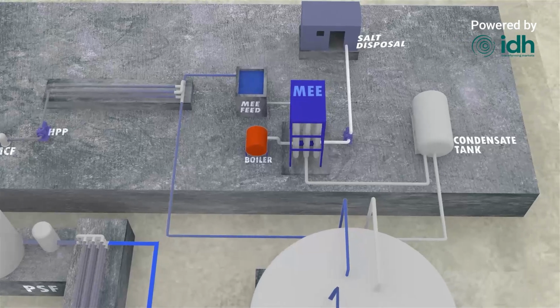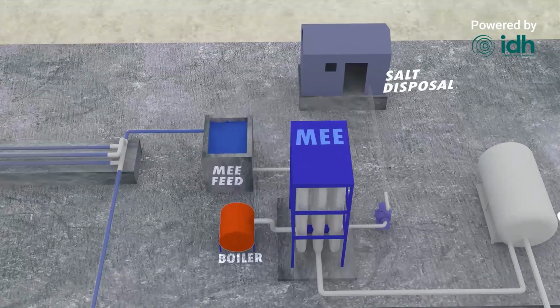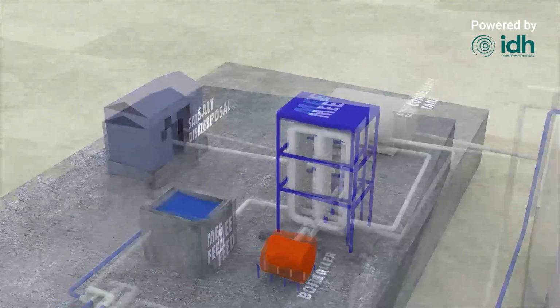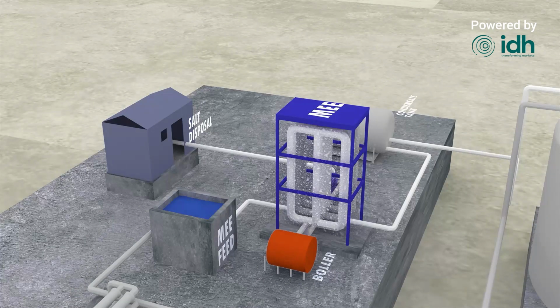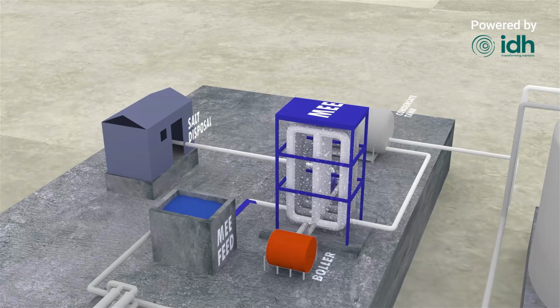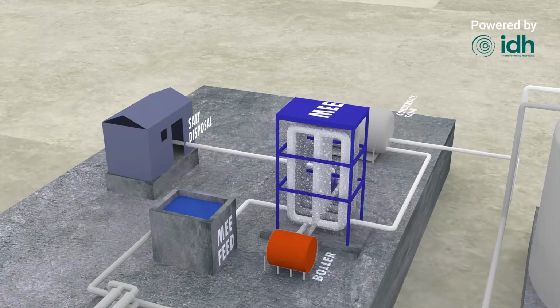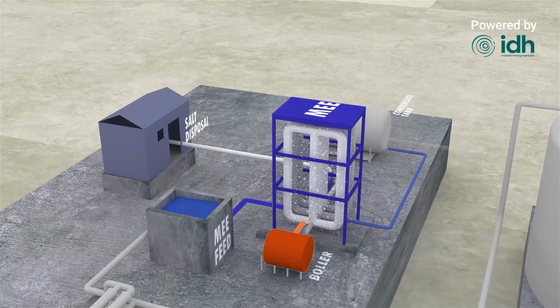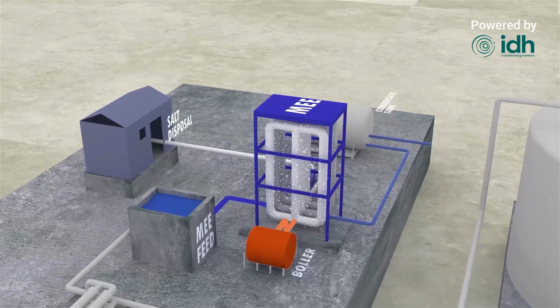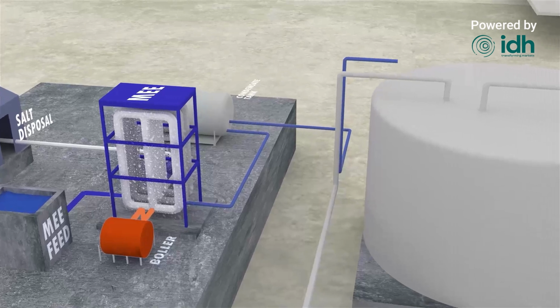The MEE is a highly efficient process that uses multiple stages of evaporation to recover water from the concentrated brine. By utilizing the heat from steam, the MEE can significantly reduce energy consumption and maximize water recovery. To provide the heat energy required for the MEE process, a boiler is used to generate steam. The steam is then supplied to the MEE, where it transfers its heat to the brine, causing water to evaporate and be recovered. The steam generated in the MEE process condenses back into water, which is collected in the condensate tank. This recovered water is to be transferred directly to the treated water tank for industrial use.